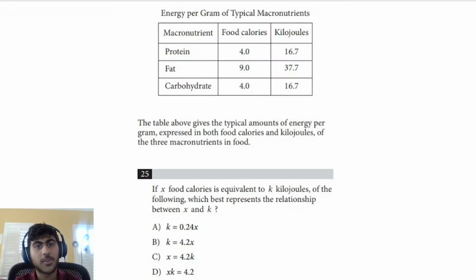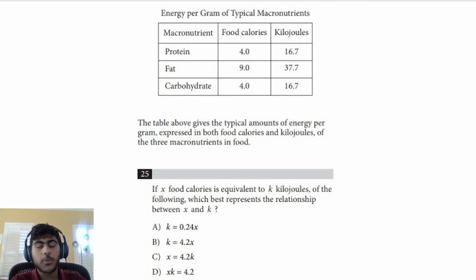Let's move on to the last question of this set, and we're given a table again showing the energy per gram of typical macronutrients. Protein, fat, and carbohydrates at 4 food calories is 16.7 kilojoules, 9 food calories is 37.7 kilojoules, and then 4 calories again is also 16.7 kilojoules. We're told that x food calories is equivalent to k kilojoules, and which of the following best represents the relationship between x and k? Well, we can see easily that food calories and kilojoules are directly proportional.